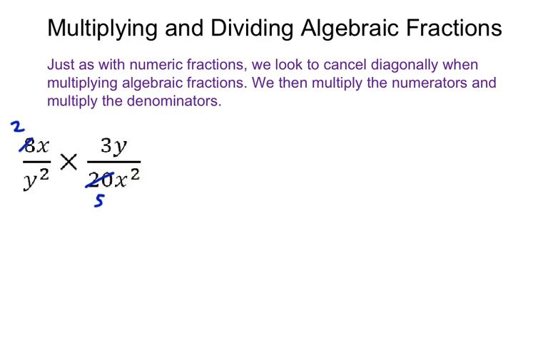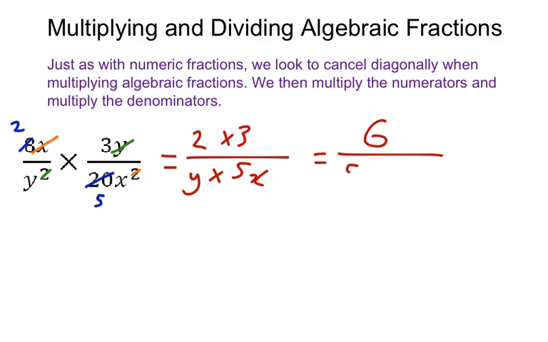Next, we're going to do the x on the top of the first fraction, which is going to cancel with one of the x's on the bottom. So we're just going to cross out the squared and leave that other x on the bottom. And finally, we have a y on the top of the second, which is going to cancel with one of the y's on the bottom of the first. Again, we cross out the squared, leaving a y. This gives us 2 times 3 on the top, and on the bottom we have y times 5x, which gives us a final answer of 6 over 5xy.